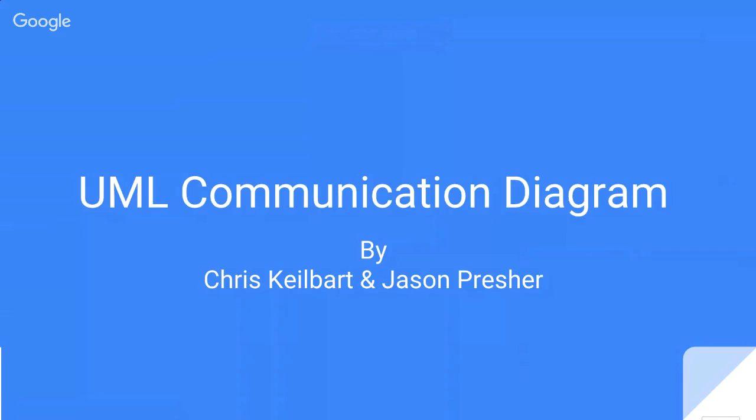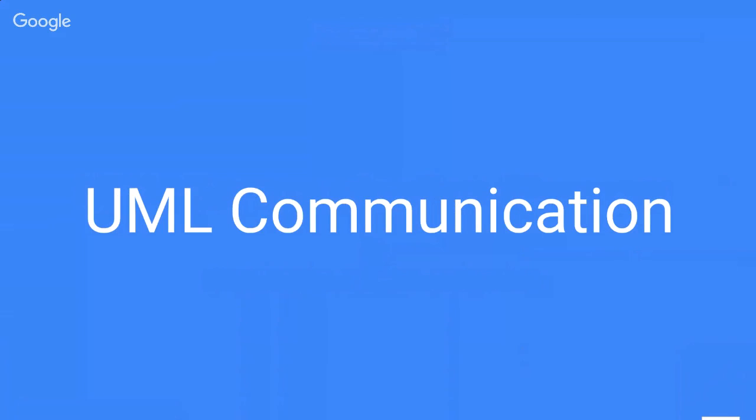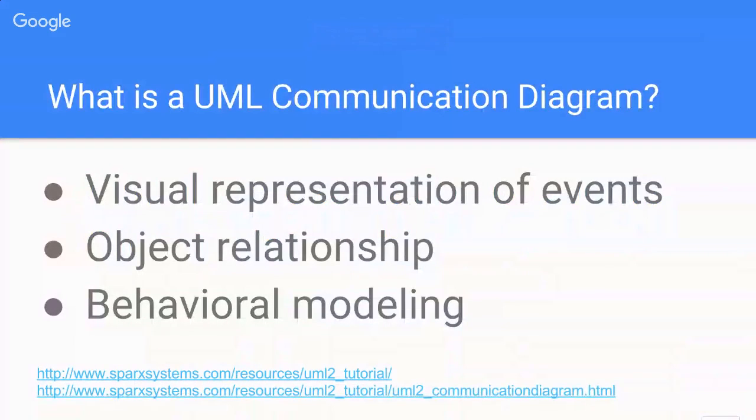UML Communication Diagram by Chris Kilbart and Jason Pressure. So the basic concept of what a UML communication diagram is, is the same thing as a collaboration diagram from older versions of UML. If you've ever worked with UML before, collaboration diagram, communication diagram, same basic concept. You have some main points: they visualize the representation of events. They're all about object relationships and message flow.